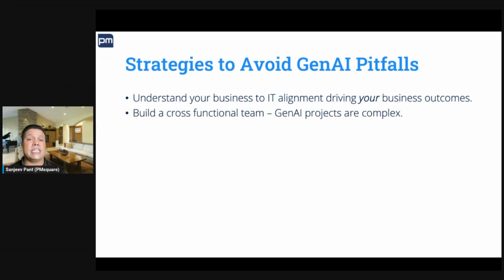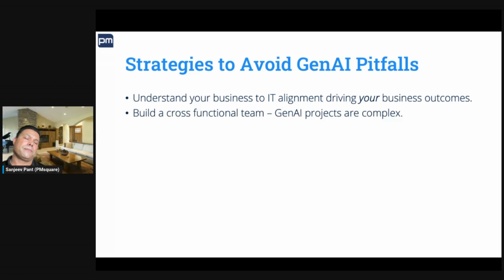Build a cross-functional team. Generative AI projects are complex, and by design they're complex, right? This is such a new technique in artificial intelligence. There's a lot of experimentation going on. In order to make a project successful, whether you're doing a POC, POV, or taking that to production, building a cross-functional team is very important.